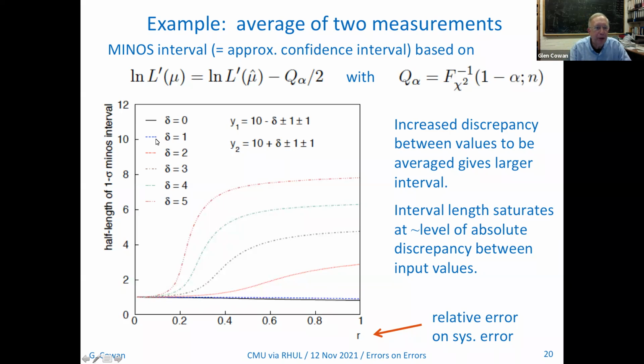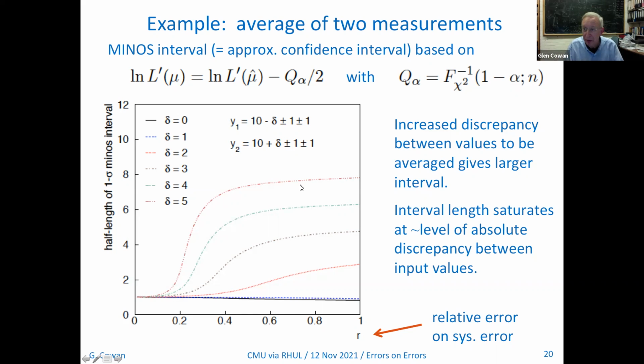If delta's 1, so you're averaging 9 and 11, well, then it's actually pretty flat. But as soon as the values that you're averaging start to become quite discrepant, then you can see what happens: as soon as you would assume, say, a 20% uncertainty on the assigned value of the systematic error, then the width of the confidence interval jumps very quickly to the point where it actually saturates. It's something related to the distance between the two measurements.